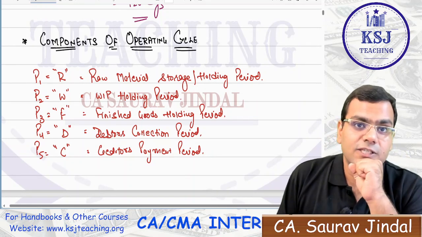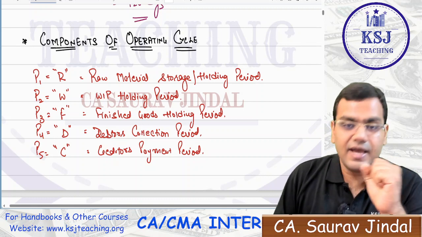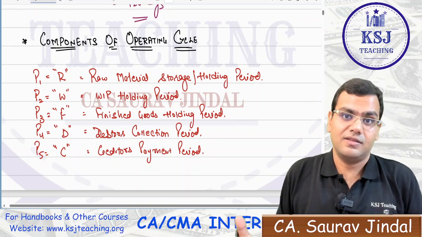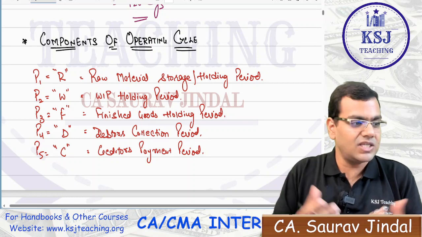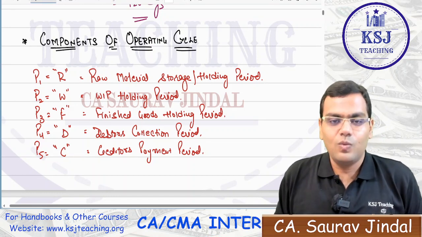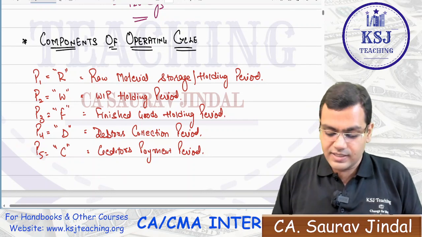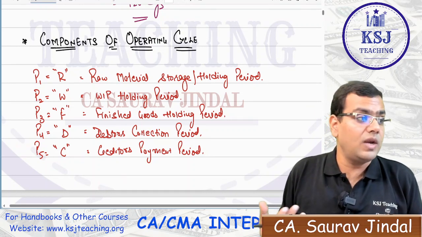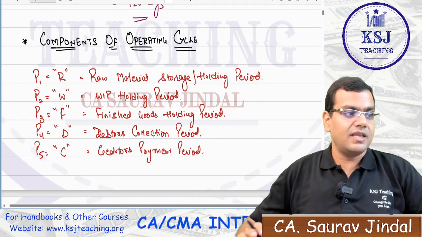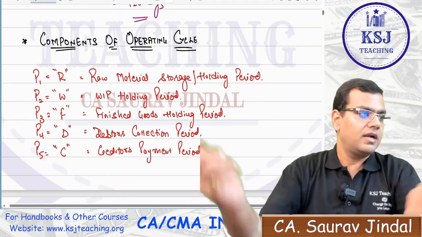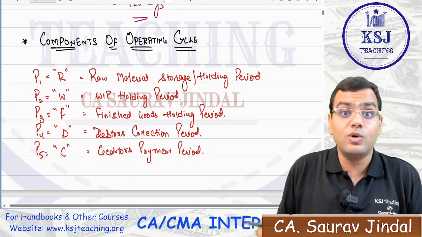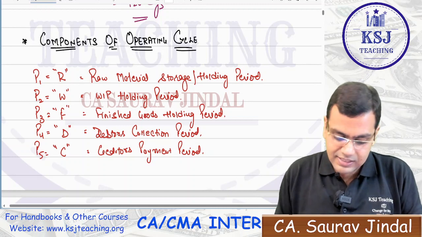Now, sir, the basic thing we have understood, what is P1, P2, what is R, W. One thing, sir, that we want to know is how to calculate these things in the examination. This is what you should be teaching us, sir. Yes, I know that. How to calculate R, W, F, D, C? We have understood what is R, what is W, what is F, what is D, what is C, but how to calculate these things? That is the next topic.